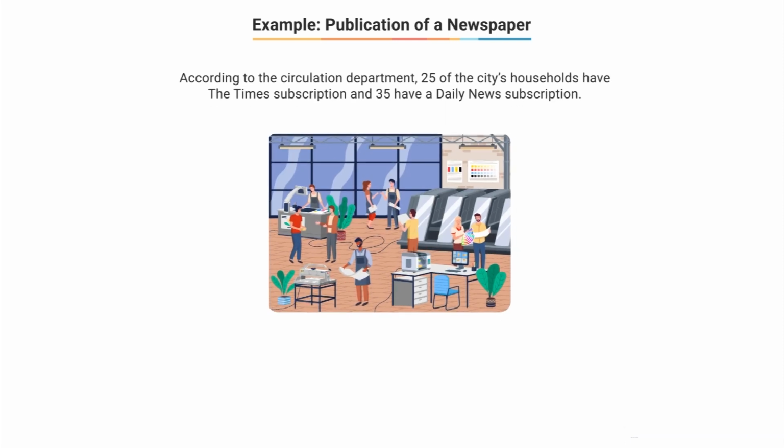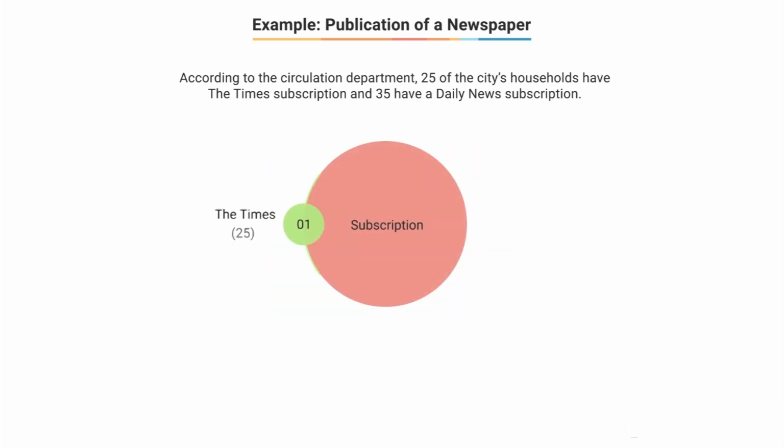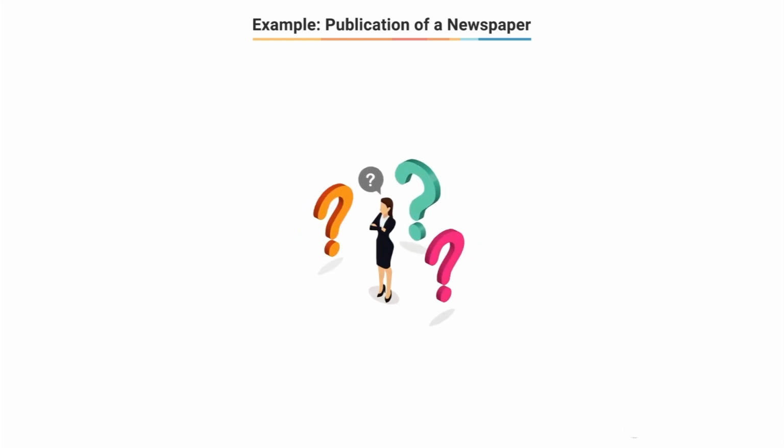The circulation department reports that 25% of the city's households have a subscription to the Times and 35% subscribe to the Daily News. A survey reveals that 6% of all households subscribe to both newspapers. How many of the city's households subscribe to either newspaper? Let's start the solution and discussion pertaining to that.